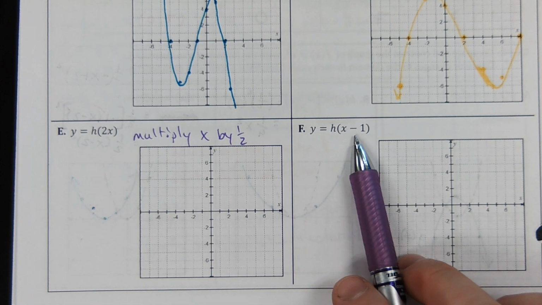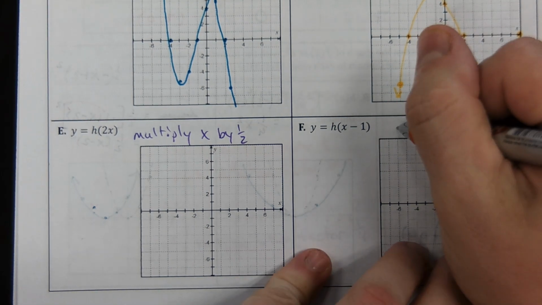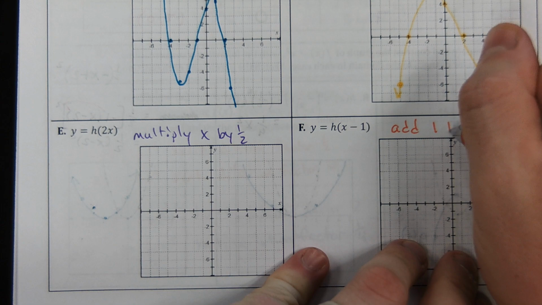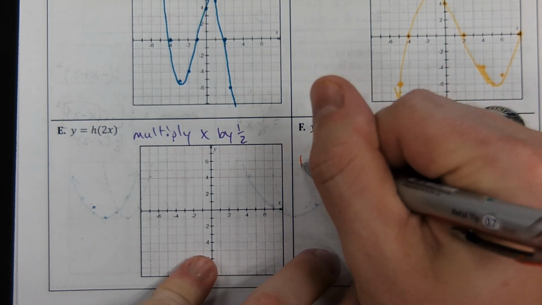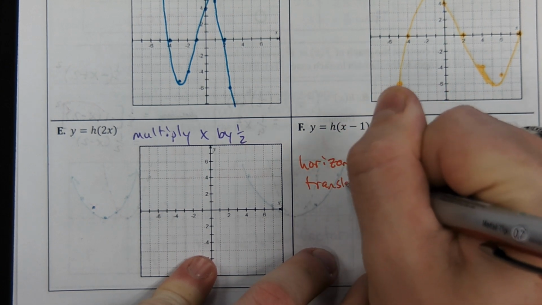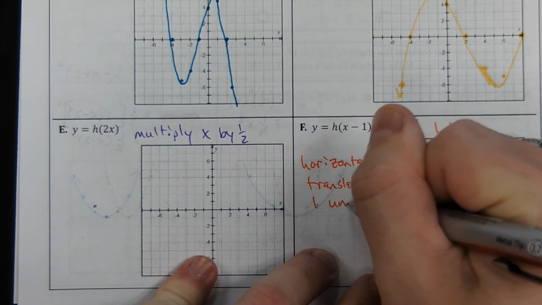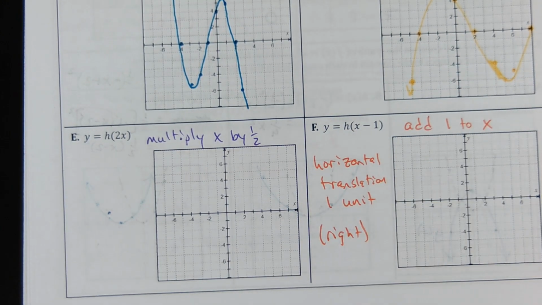This looks like we're subtracting 1 from x, so what are we actually doing? Adding 1 to x. But what does that do? What kind of transformation is that? If you add 1 to your x values, what are you doing? Horizontal translation, and since we're going to the right, would I say 1 or negative 1? 1. So horizontal translation, one unit. And we all know, hopefully, that means to the right. So that would just shift the graph to the right.